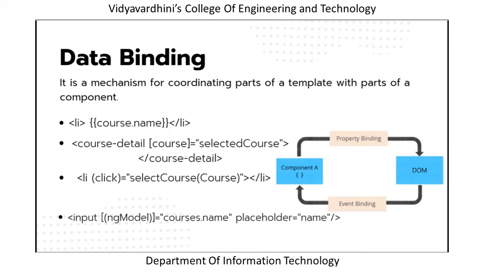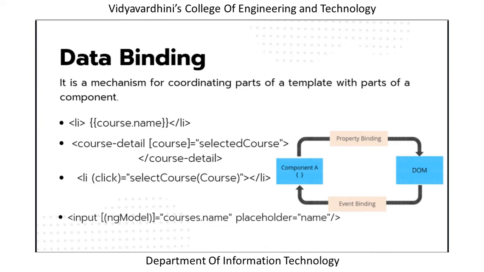Now let's understand this with the help of a few examples. The first one signifies interpolation, wherein the course.name interpolation displays the component's name property value within the li element. Next we have property binding, where the course property binding passes the value of the selected course from the course component to the course property of the child course detail component.